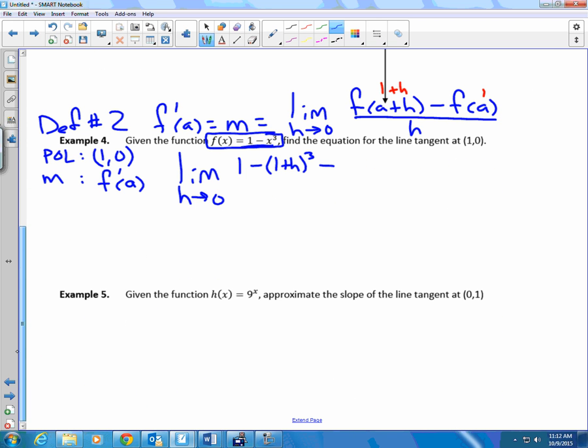So now that I have that, it says minus f of a. What is f of a? It's 0, right? When you plug in 1, you get 0. So I don't have to subtract anything. And I divide by what? What's on the bottom? If you plug in 1, you get 0. So 1 minus 1 to the third is 0.